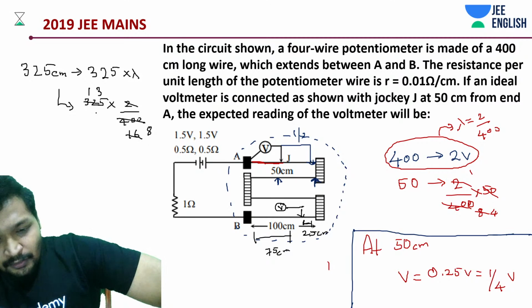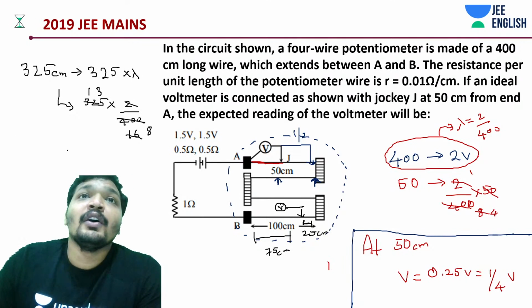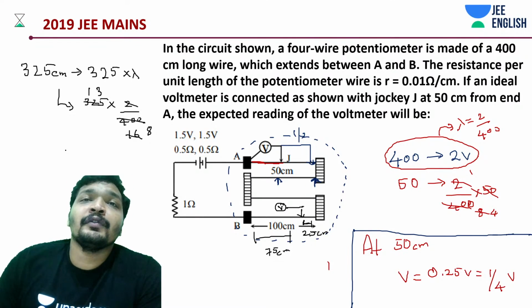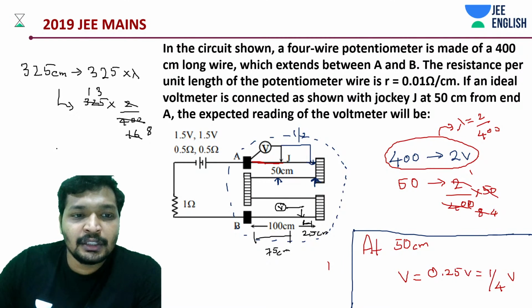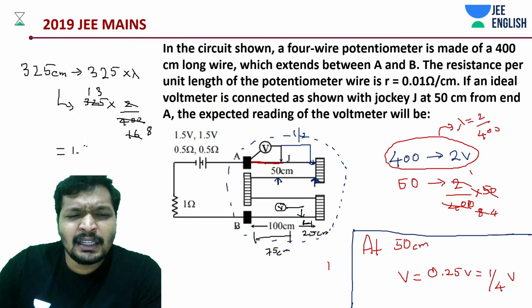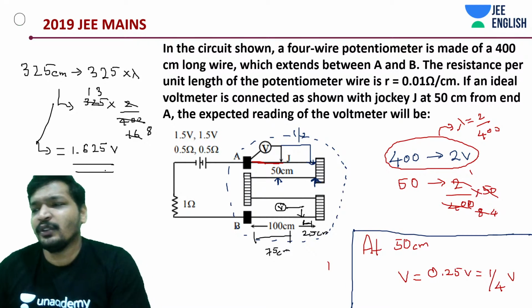1.5 plus of 0.125. 1.5 plus of 0.25. 1.5 plus of 0.125 is going to be how much? 1.625 volts. Okay, this is what you will be getting as the final result. That is just a calculation thing that I have been doing. You can do it however you like.